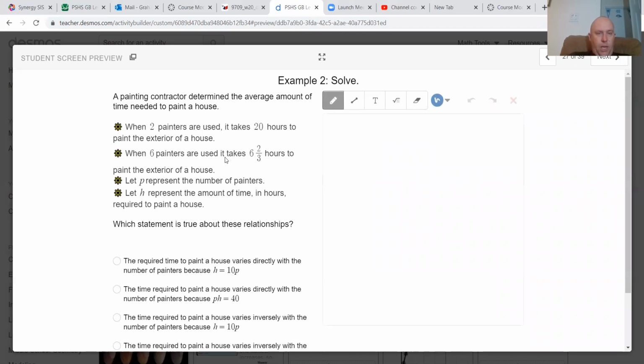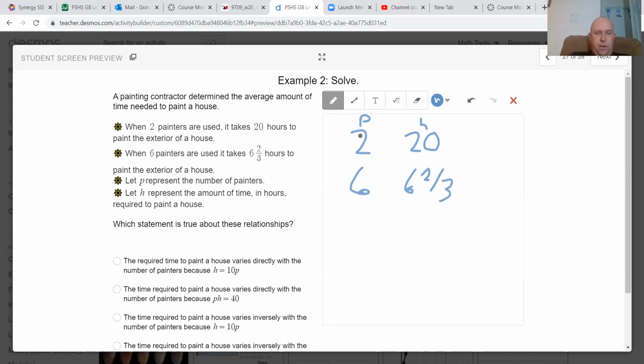Next one. A painting contractor determined the average amount of time needed to paint a house. 2 painters take 20 hours. Just going to create a little table here. And 6 painters take 6 2/3 of an hour.